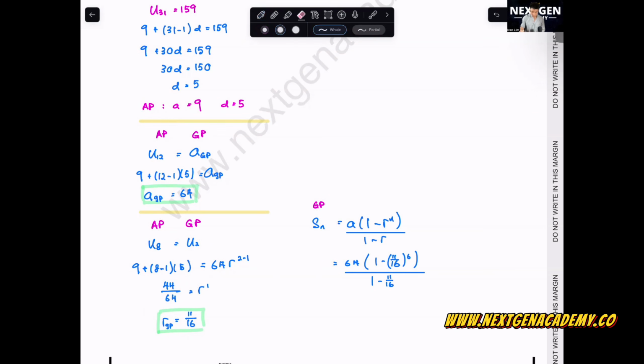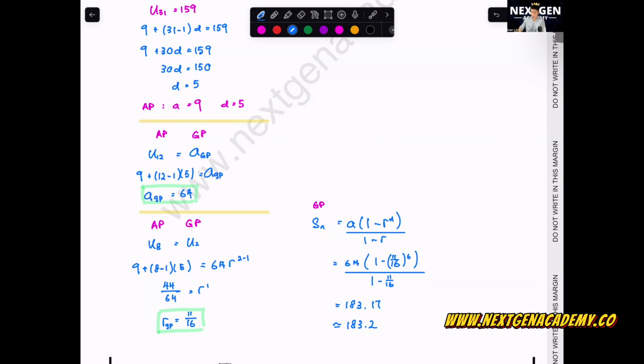Actually, you can just write 0.6875 also if you want. Just type the whole thing into your calculator. You should get 183.17 something. You can just write this as 183.17 or 183.2, or 183 also they accept. Question A is just a long question, but just fit everything into the formula for arithmetic and geometric progressions. Okay, let's go to question B.